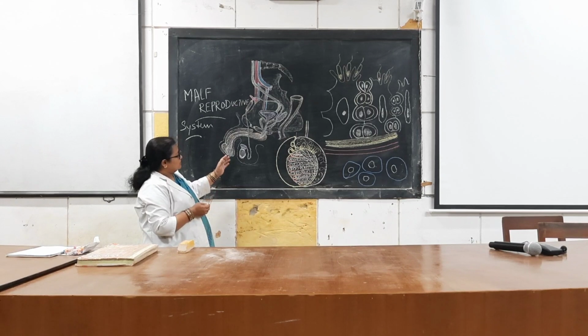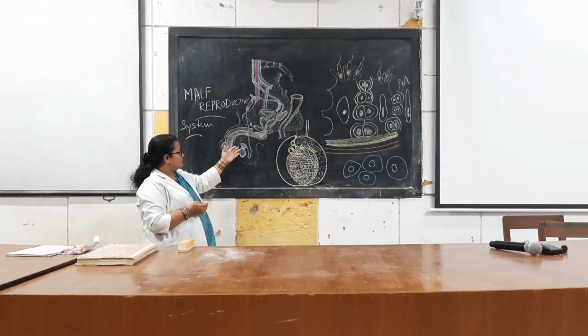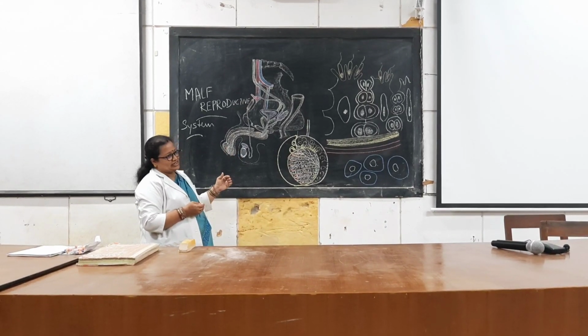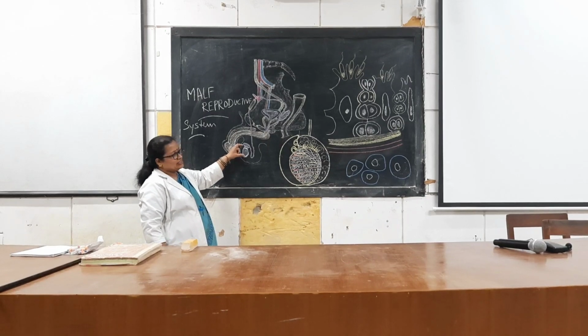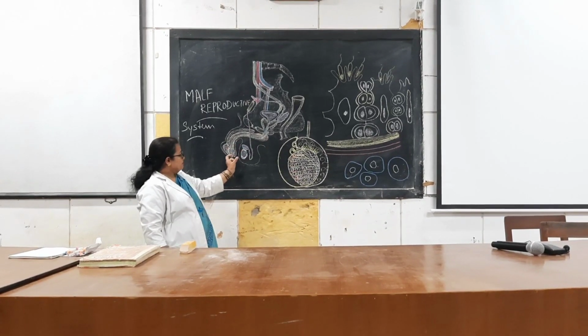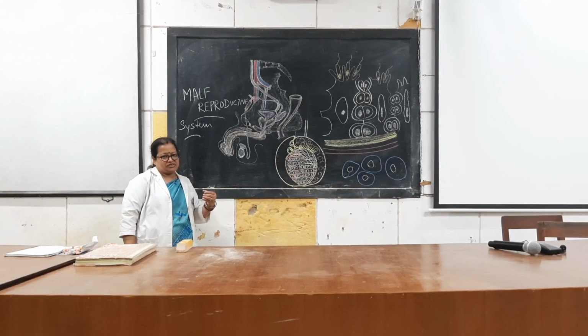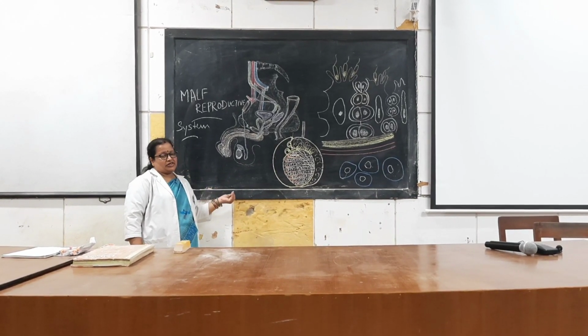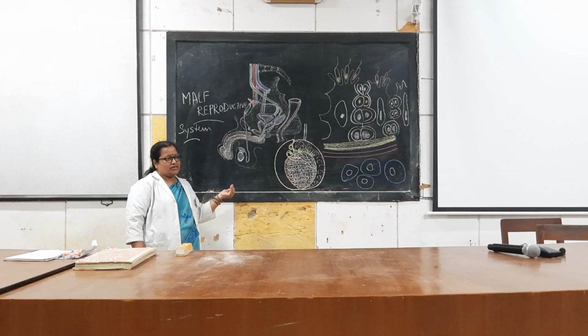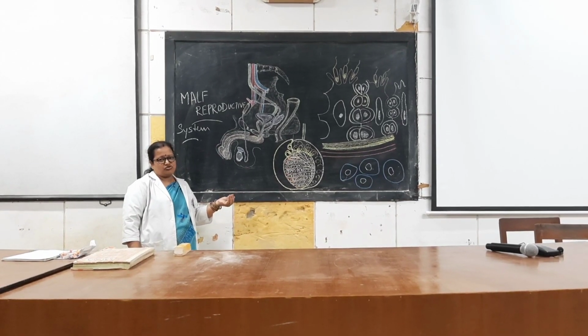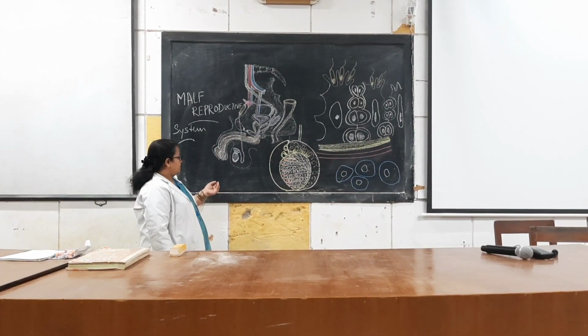Then the males have a pair of gonads in the form of testes. The length of the testis is 5 cm, breadth is 3 cm, and antero-posterior diameter is 2.5 cm. And the weight of the testis is 10.5 grams to 14 grams.